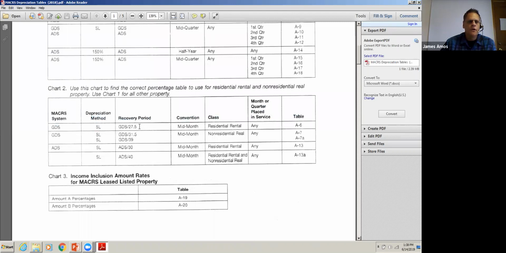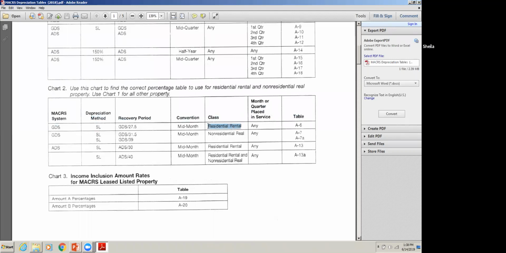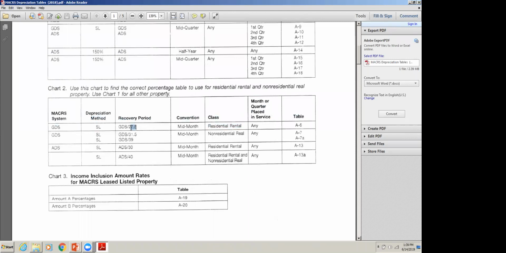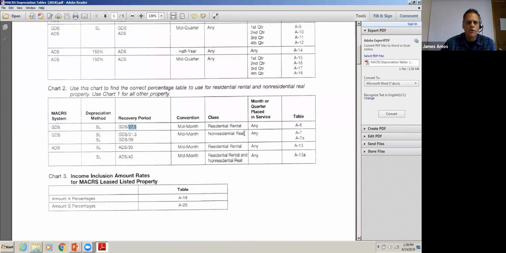For rental real estate, residential real estate, how many years do we recover that over? I heard some different answers. Residential rental property is how many years? 27.5. Non-residential real property is either going to be 31.5 or 39. In most cases, 39, just to let you know. There are circumstances where 31.5 can apply, that's why it's there. But assume 39 for purposes of testing.